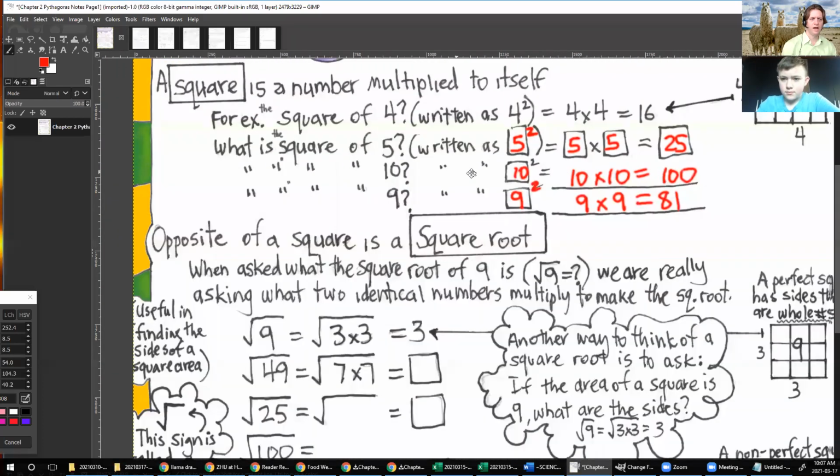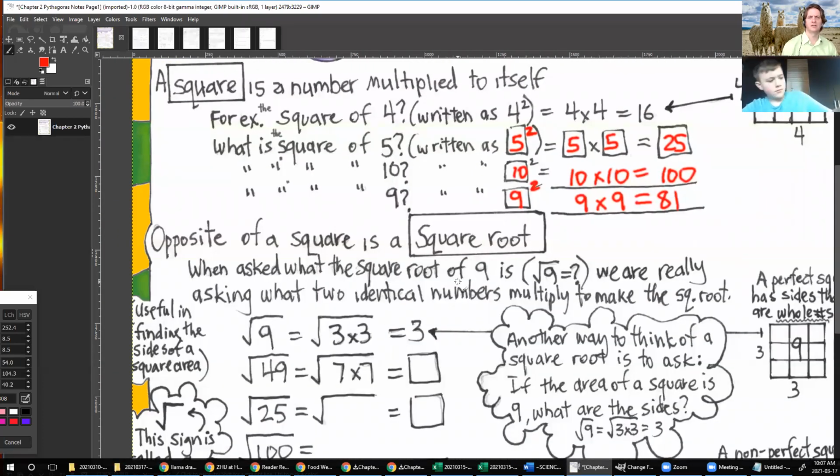All right. The opposite of a square is called a square root. And don't let this freak you out. The square root sign is one of these things. We don't write anything in here if we have a square root. This is a square root.